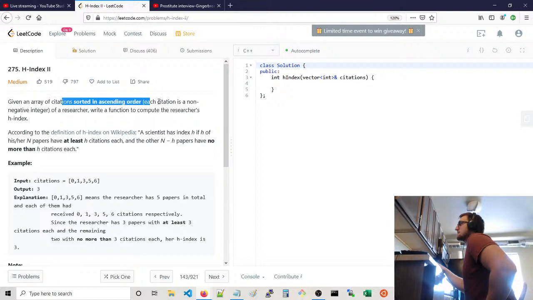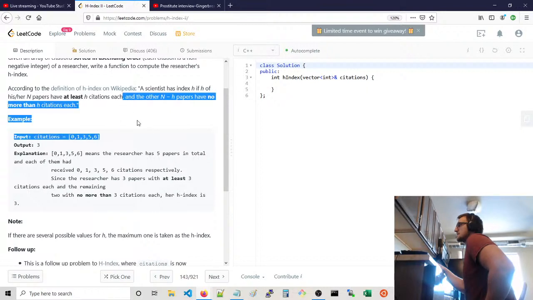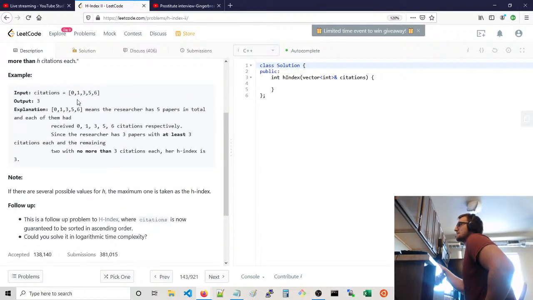Given an array of citations sorted in ascending order, each citation is a non-negative integer of a researcher. Write a function to compute the researcher's H-index. According to the definition, a scientist has index H if H of his or her N papers has at least H citations each, and we'll leave the rest of the definition because it gets confusing. 0, 1, 3, 5, 6 means the researcher has 5 papers in total, each of them having received 0, 1, 3, 5, 6 citations respectively. Since the researcher has 3 papers with at least 3 citations each and the remaining 2 with no more than 3, her H-index is 3.